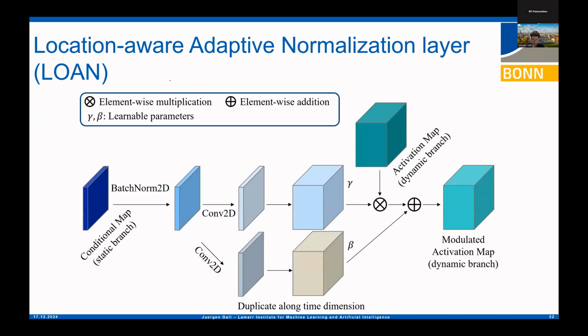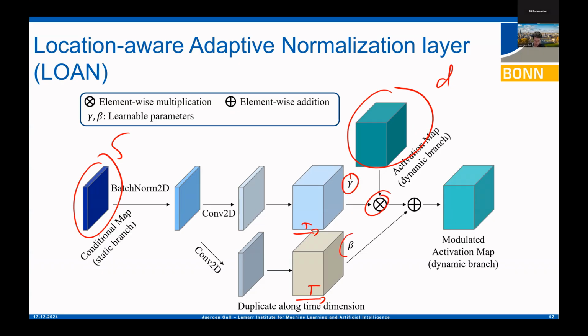In practice, the implementation is relatively straightforward. We have our dynamic feature maps, and we want to update them based on our static feature maps. We apply a few convolutions. Then at the end, we extend along the time axis, just copying the values. This gives us the gamma. We multiply it and add the constant term beta, and that's how we update and scale our dynamic features.